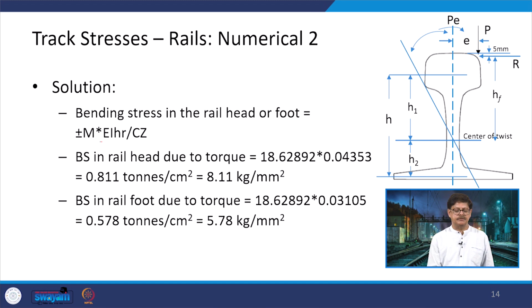Then bending stress, once you have got this value, you are now going to multiply it with respect to the value given for head and foot. For the rail head, the value was 0.04353. So, on the basis of that, what we are getting is 8.11 kg per mm square. And in the case of foot, it was 0.03105, and when we multiply it, what we get is 5.78 kg per mm square. So, this is how the bending stresses in the head and the rail foot can be calculated.